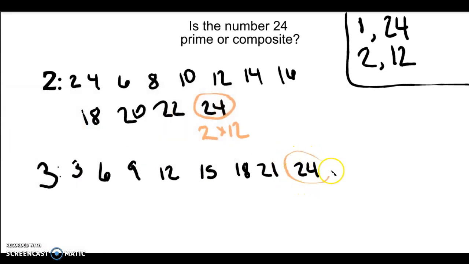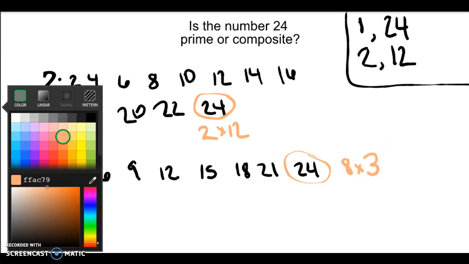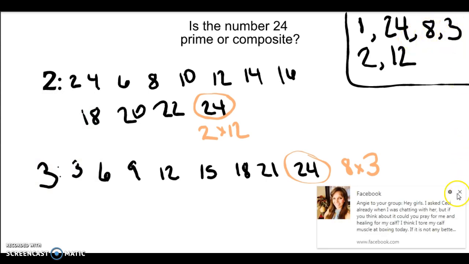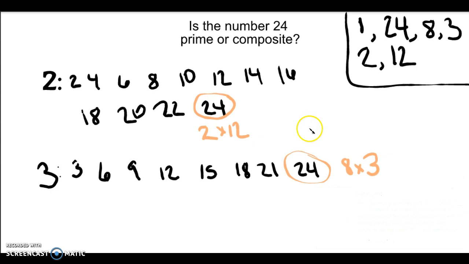All right, here's the number 24. So how many times did we have to add on 3 to make 24? 1, 2, 3, 4, 5, 6, 7, 8 times. 8 times 3 equals 24. All right, I've got 2 more factors for my factor box. I'm going to squeeze them in up here. 8 and 3. All right. Let's see if I can get another one.